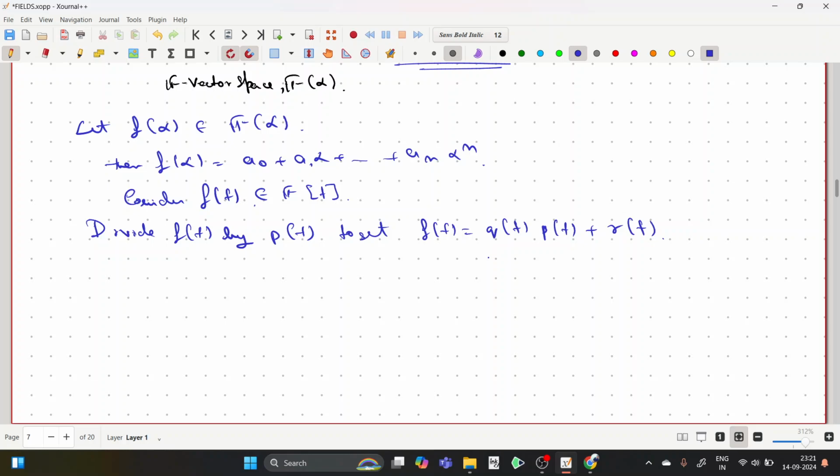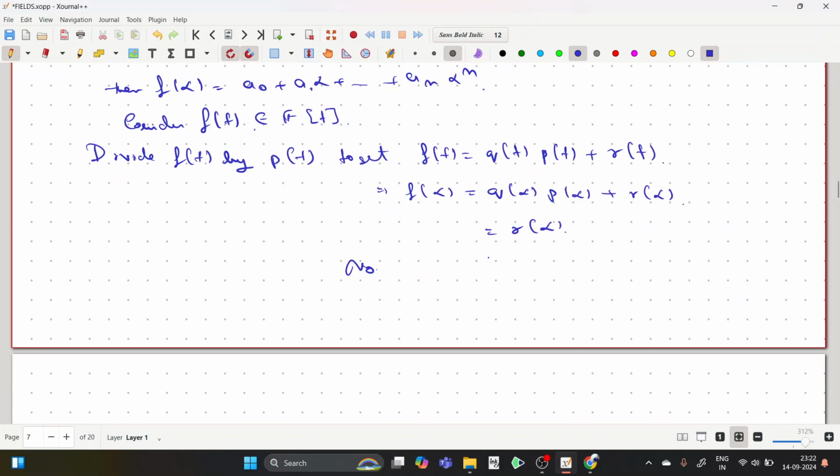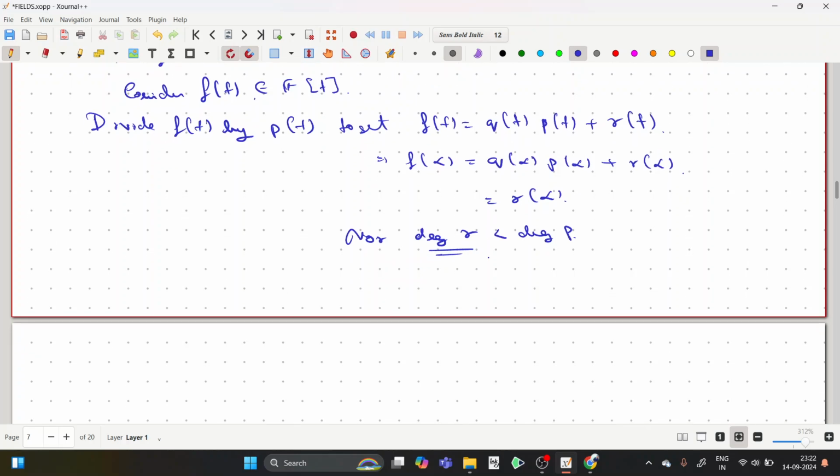But then observe, if I put alpha in place of t, this implies that f of alpha equals q of alpha times p of alpha plus r of alpha. But p of alpha is 0, because by definition p is given to be the irreducible of alpha over F. So this is just r of alpha, right? Now the degree of r is less than the degree of p, so r, considered as a polynomial, can have degree at most n minus 1, right? And f of alpha is an element of F round bracket alpha.